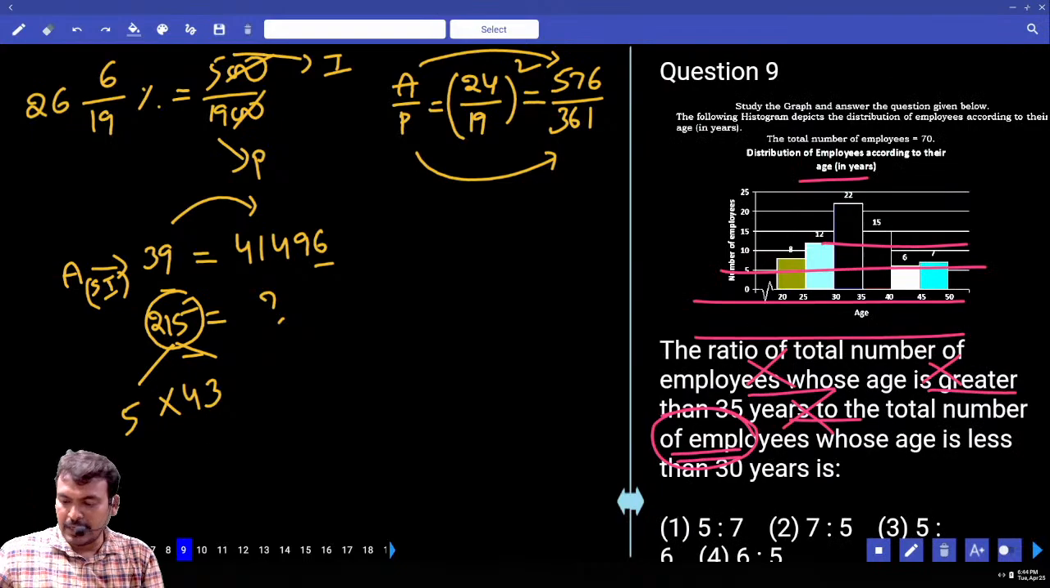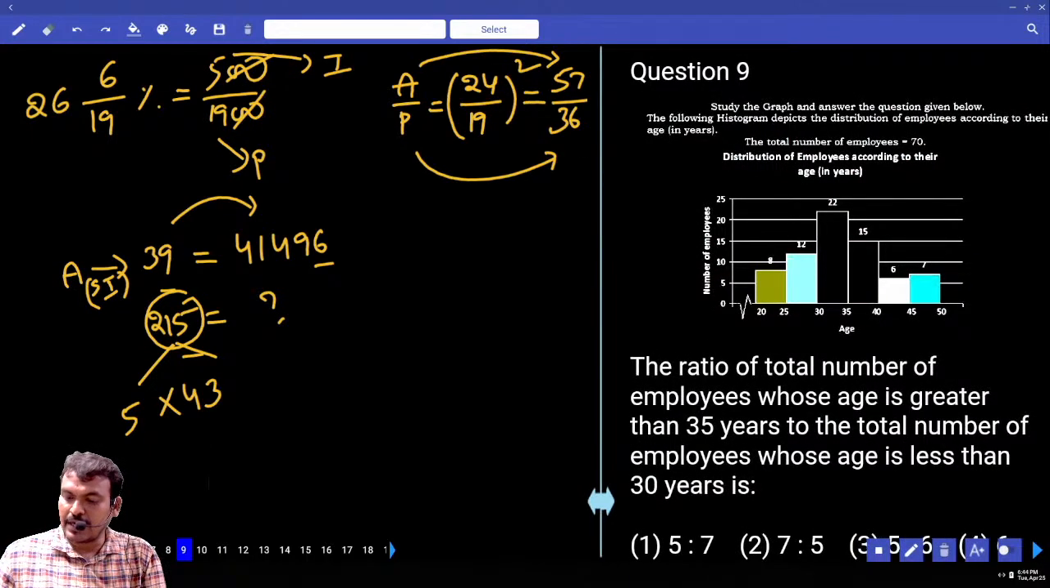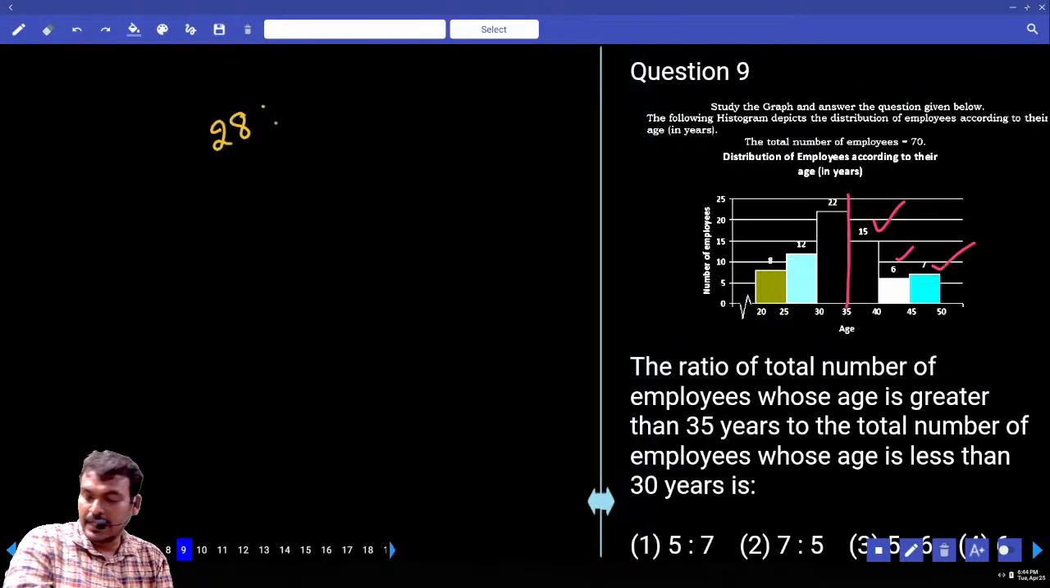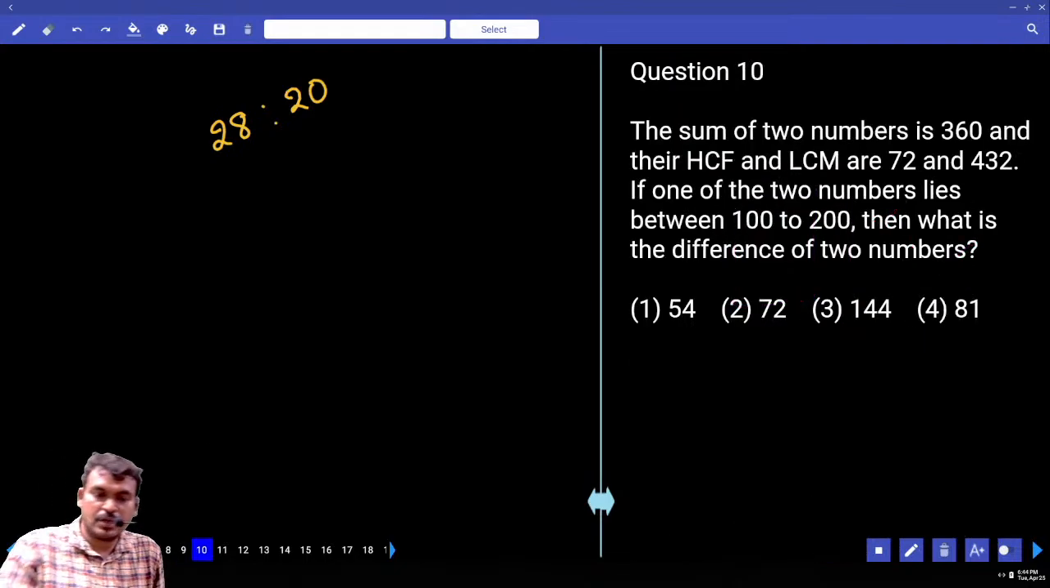Next, question number 9. The ratio of the total number of employees whose age is greater than 35 years to the total number of employees whose age is less than 30 years. Greater than 35 years means after 35 years: 15 plus 6 is 21, plus 7 means 28. Next, less than 30 years means 12 plus 8, 20. What is the ratio? 7:5. Next, question number 10.